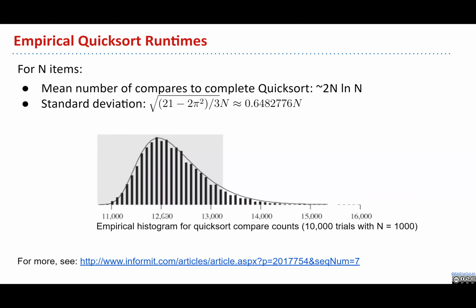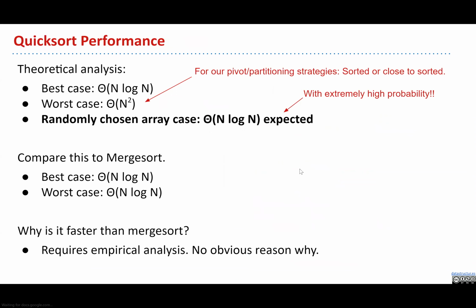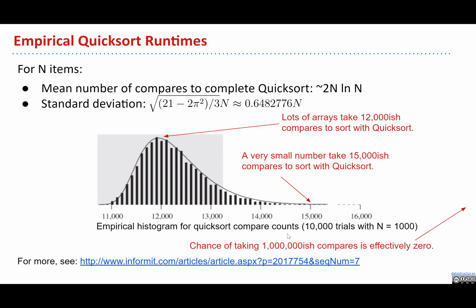So if I take 1,000 items and I insert them into a binary search tree, or equivalently, I take 1,000 items and I quicksort them, the number of comparisons that are made looks roughly like this. Sometimes you get really lucky and it only takes 11,000 compares. This is that very best case. Sometimes you get unlucky and it takes 16,000. And sometimes you get supremely unlucky and it takes about 1 million compares, okay?